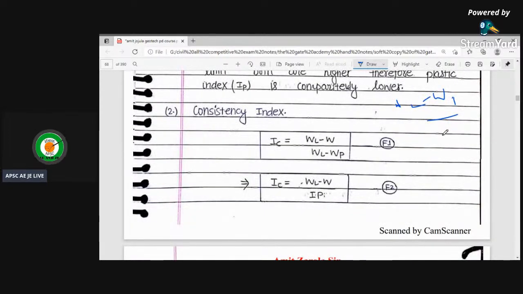Next, the consistency index formula. That is nothing but WL, that is liquid limit, minus W, that is natural water content, divided by WL minus WP. That means IC is nothing but WL minus W divided by IP. This formula is important.